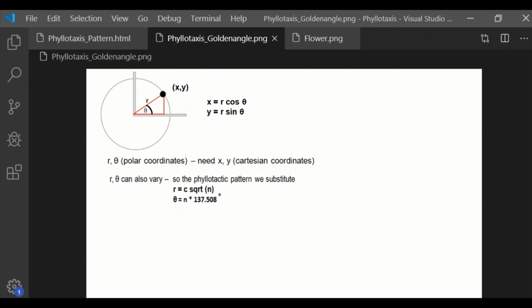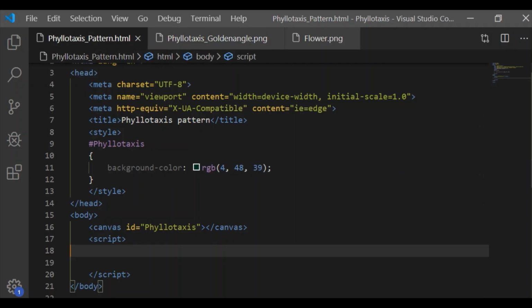r is a function of c times the square root of n, where n is the number of dots we are going to place to form a circle. c is a constant and theta is n times the golden angle, that is 137.5 degrees. So with this golden angle, we will be able to get our Phyllotaxis pattern.